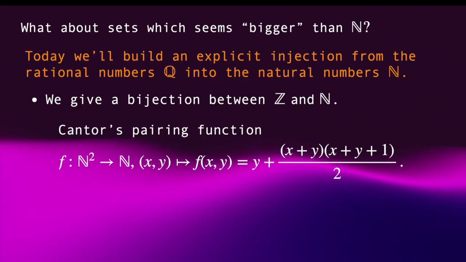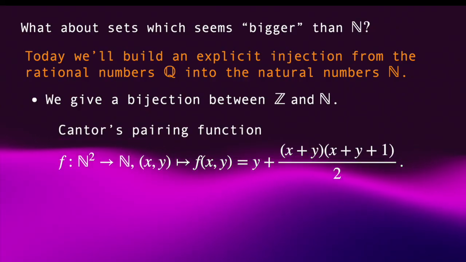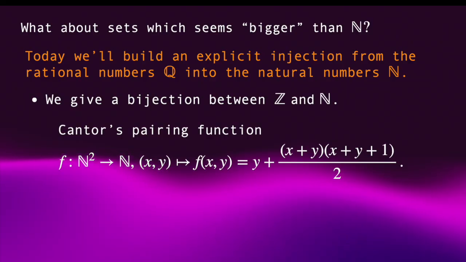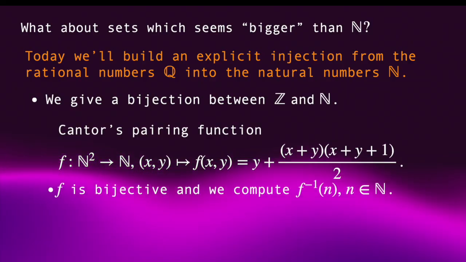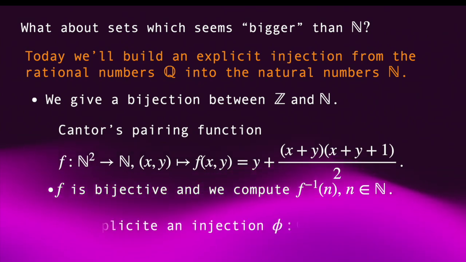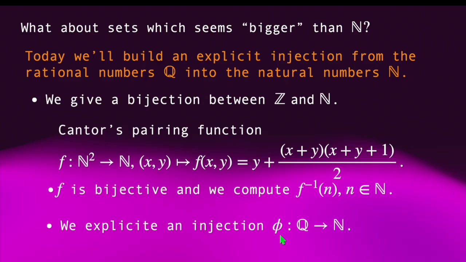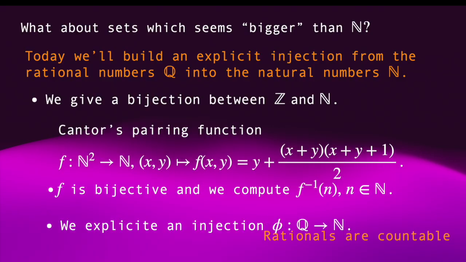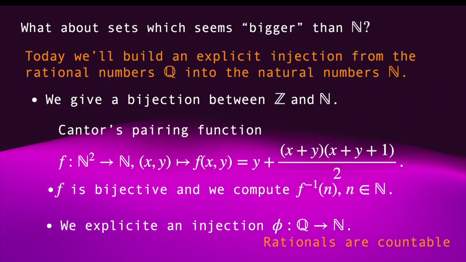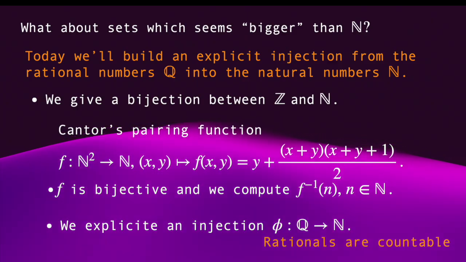We will see that it's not easy to show that this map is a bijection. We will show that it's bijective, and we compute its reciprocal. And we will use Cantor's pairing function to give explicitly an injection from the rational numbers to the natural numbers. And this will permit us to show that rational numbers are countable. So let's go.